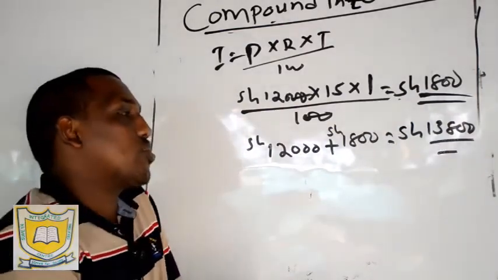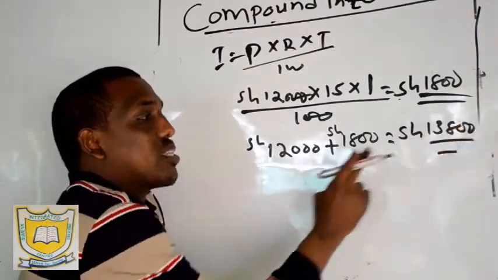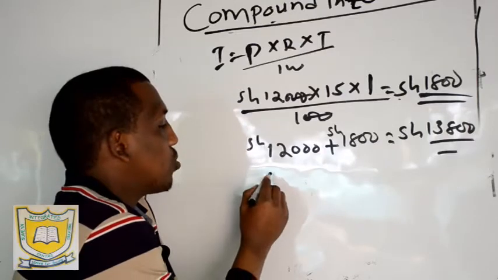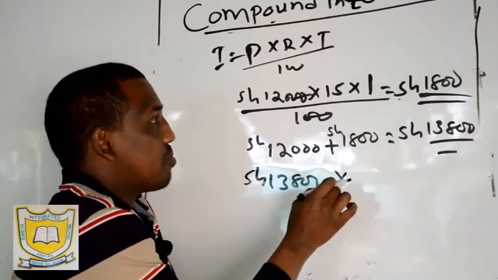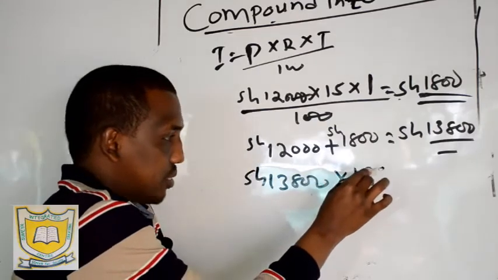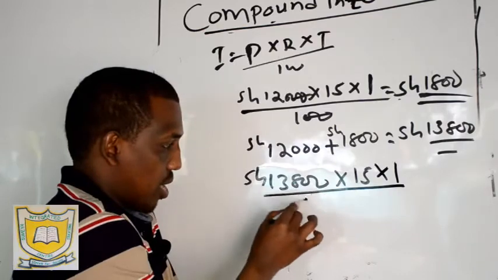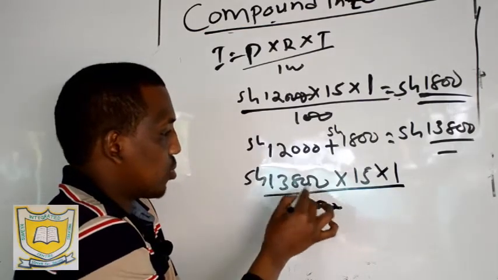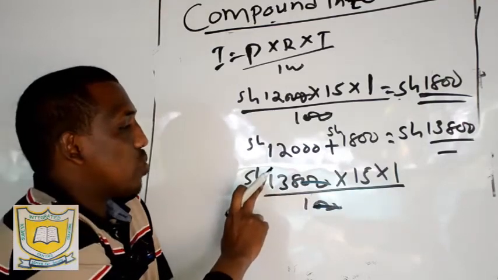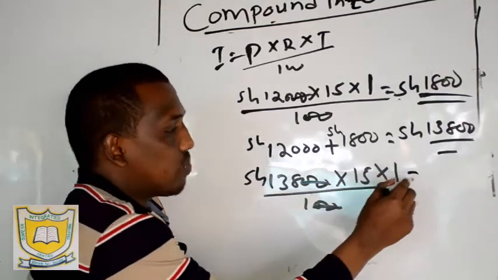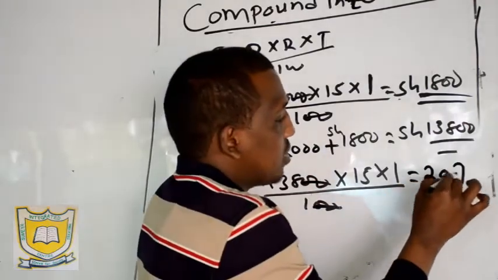So let us go to the second year. Second year interest equals principal, which is shillings 13,800, times the rate 15, times time 1, the second year, all over 100. We cancel, they go together. So let's multiply now: 138 times 15 times 1, you will get 2070.